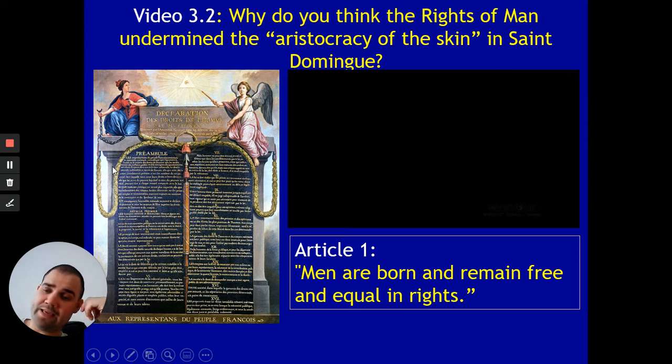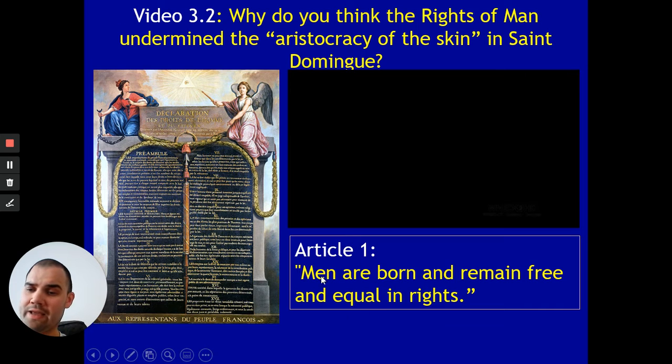When the French Revolution began and the National Assembly formed, this was the document which basically declared the aims of the French Revolution. The most famous one is Article 1, where it declared that men are born and remain free and equal in rights. So, men are born and remain free and equal in rights.